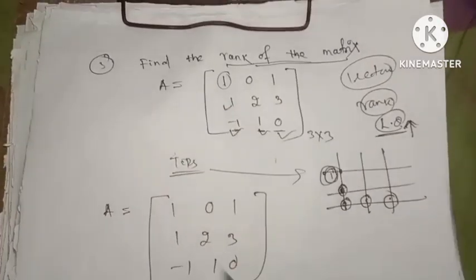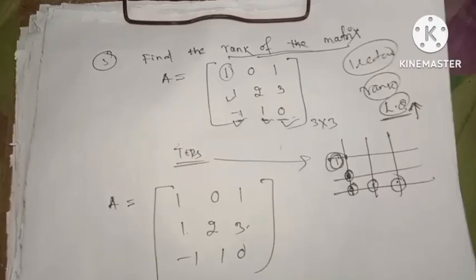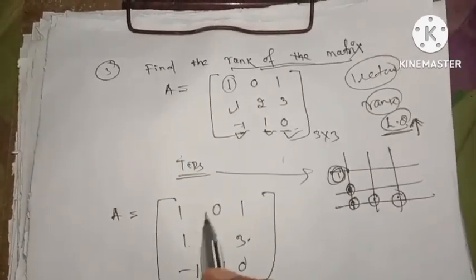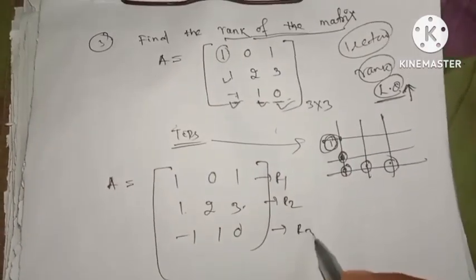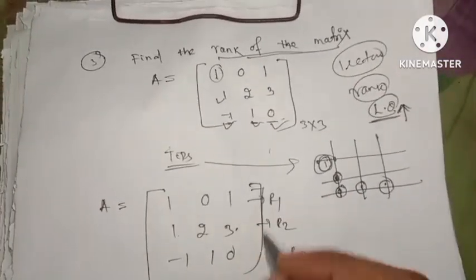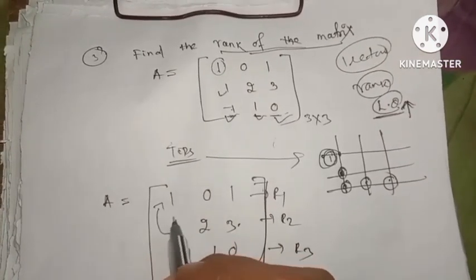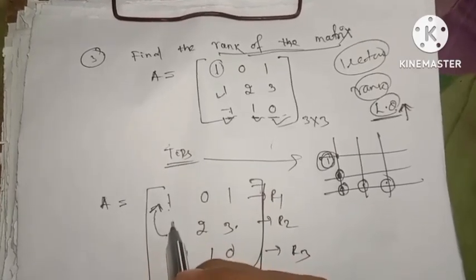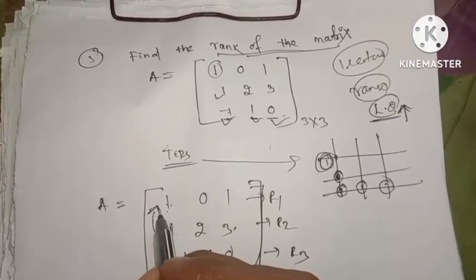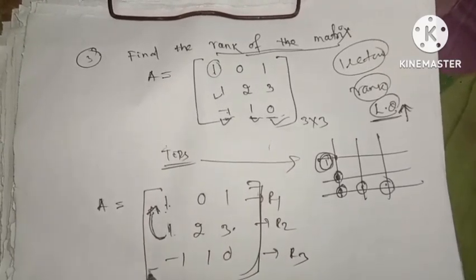This is the tip. The question is 1 0 1, 1 2 3, −1 1 0. So how to solve? Always remember this is row 1, this is row 2, this is row 3. If you subtract row 2 minus row 1, row 1 will be constant, and row 2 becomes row 2 minus row 1 and row 3 becomes row 3 plus row 1.